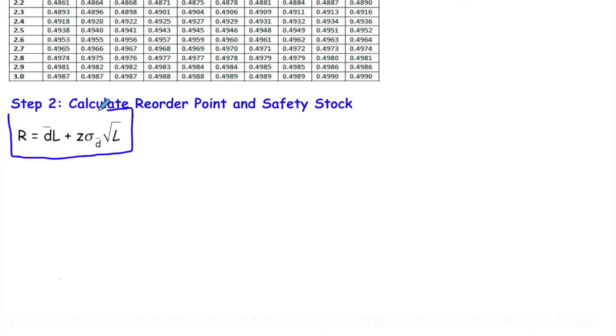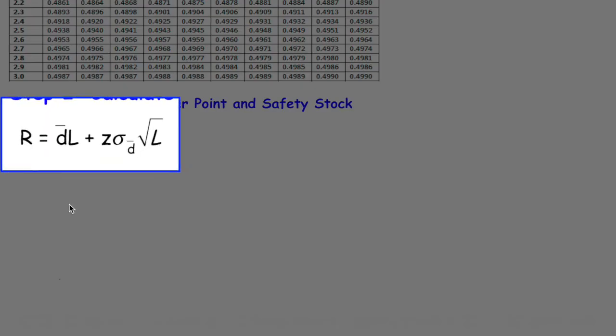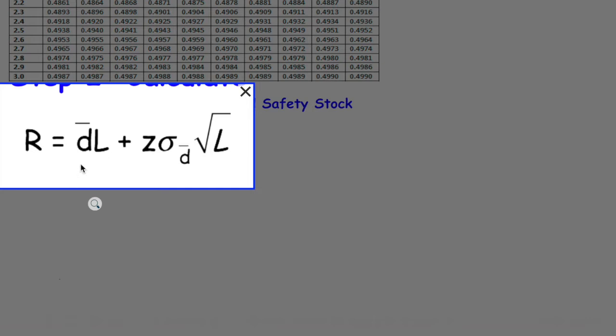Now in this equation, it's important to know what each piece is telling you. D bar times L is the expected demand during lead time. Z times sigma d bar times square root L is our safety stock. And when we add them together, we get our reorder point.